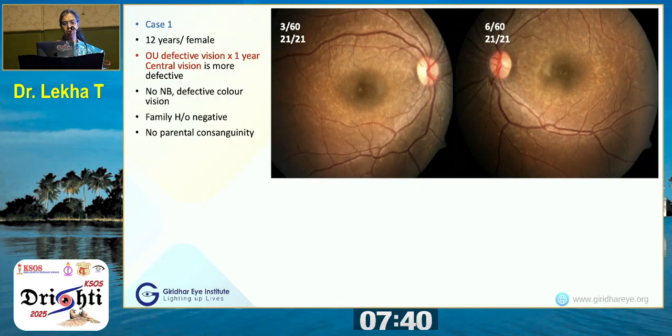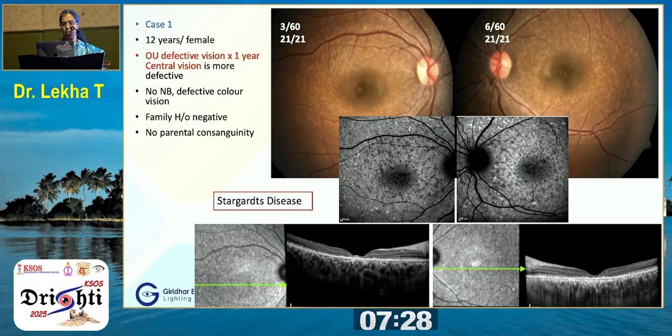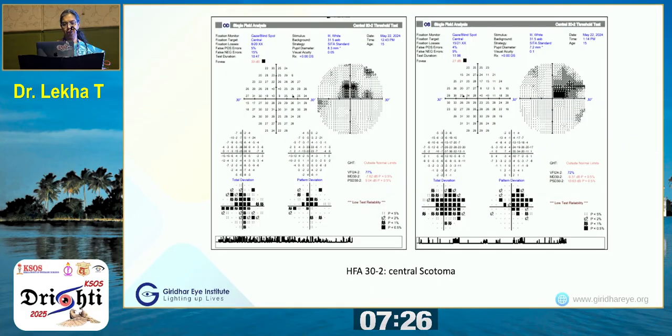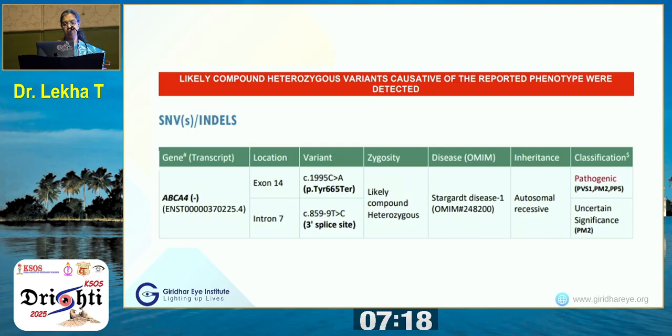So this is a 12-year-old girl with defective vision since 1 year, mainly the central vision. You can see the color vision is normal, and the fundus view as well as autofluorescence shows us the typical flecks of Stargardt's disease, and OCT showed foveal atrophy. Field showed a central scotoma, and on full field ERG compared to the normal, we can see all the waveforms were normal. Genetic testing confirmed a pathogenic variant in ABCA4, confirming the diagnosis of Stargardt's disease.